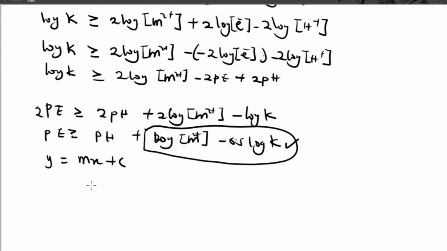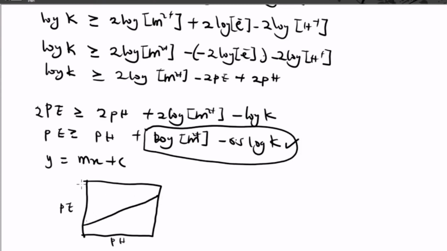So when drawing the stability diagram, we have our box here, and we are plotting our pE against our pH. We know that with that, since the gradient is positive, our line will move this way.